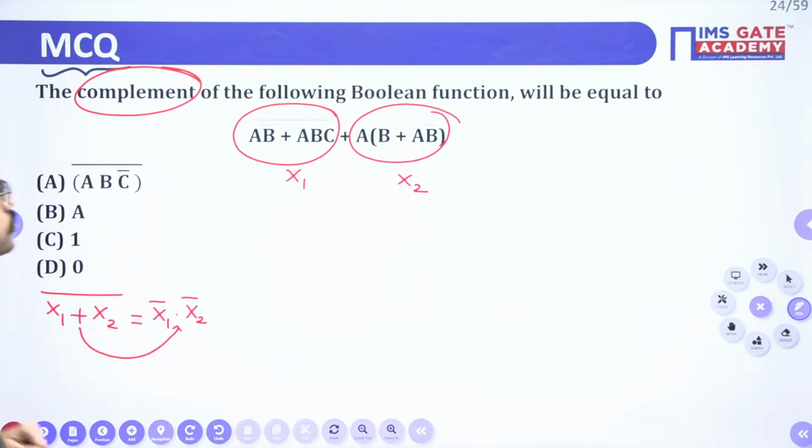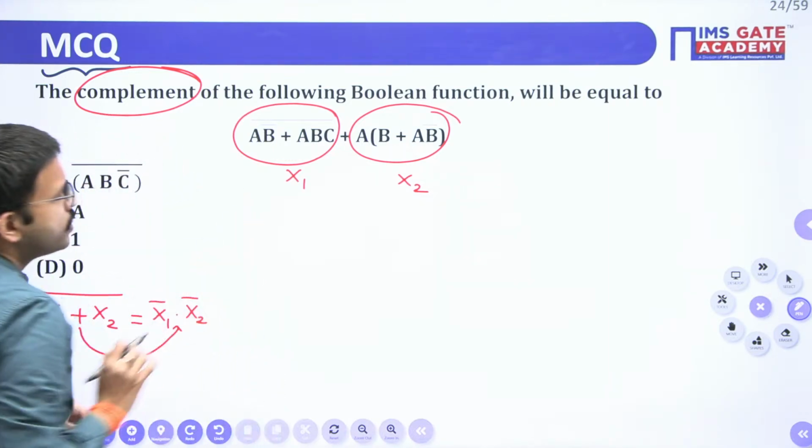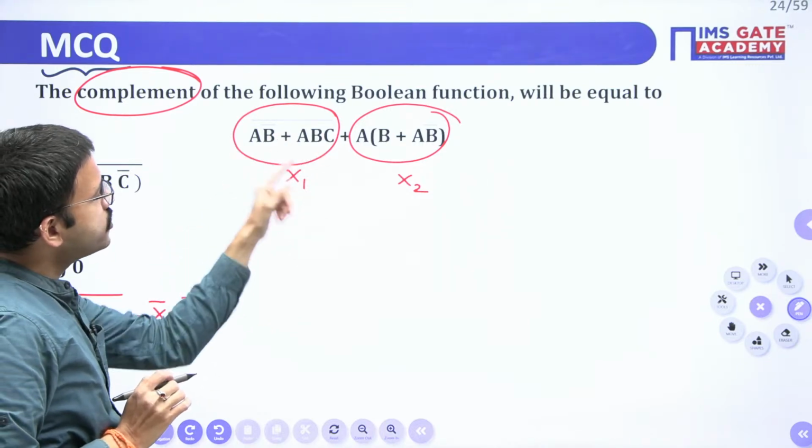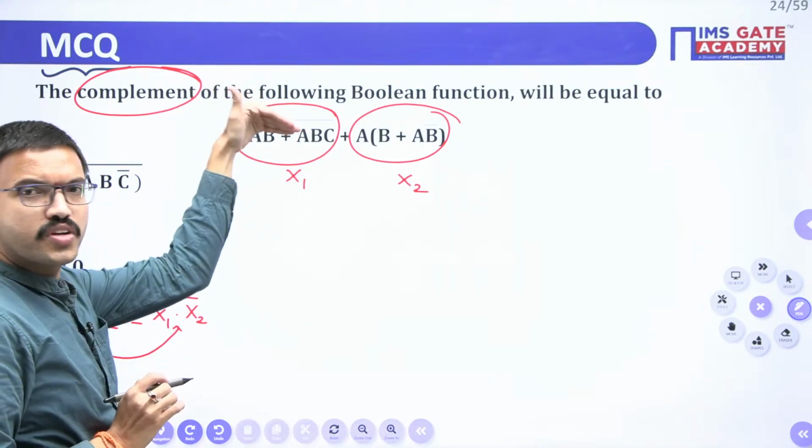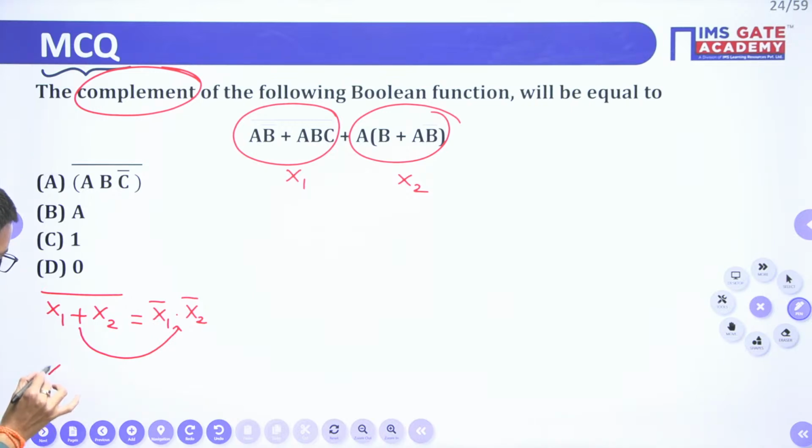Now if you observe here, x1 is already in complement form. Say for example, for x, if you are already having a complement, according to this formula you are applying complement once again. So whenever you are performing complement 2 times, you will get the same function.